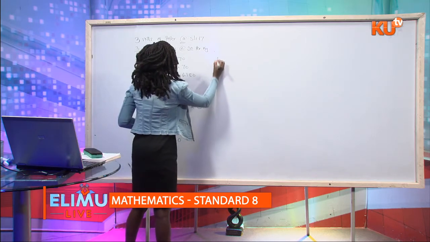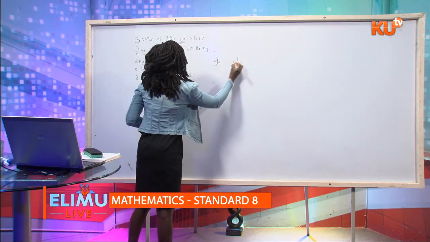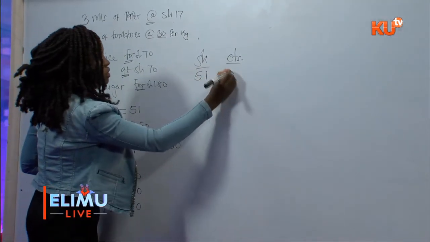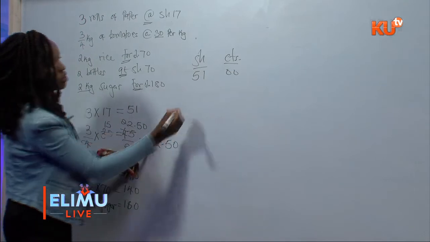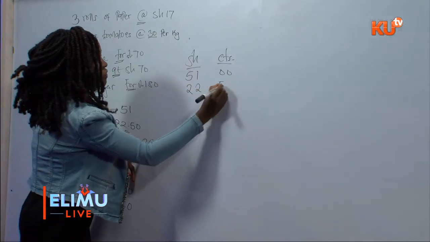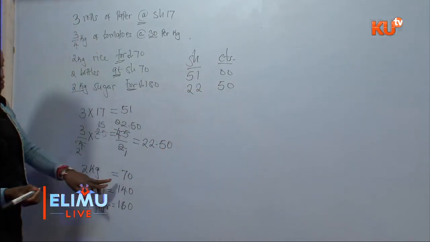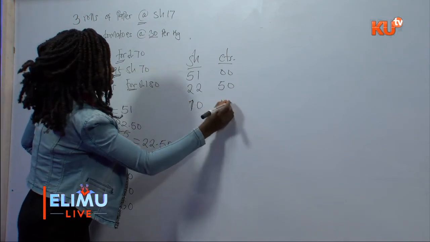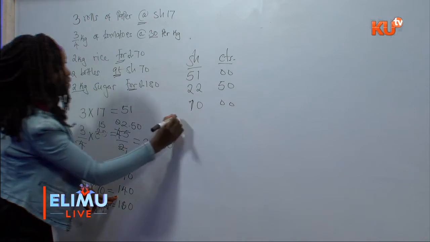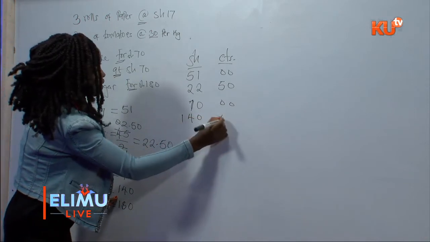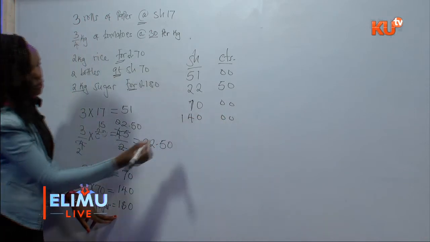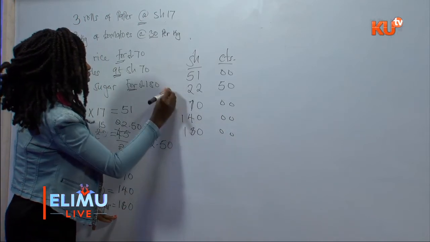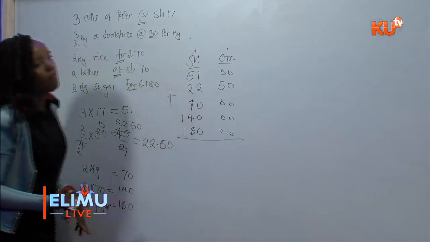So we can use this because we have the cents. So this is 51 shillings, 0 cents, plus 22 shillings and 50 cents. Then we add to 70 shillings, 0 cents, plus 140 shillings and 0 cents, and then 180 shillings. So we are getting the total.